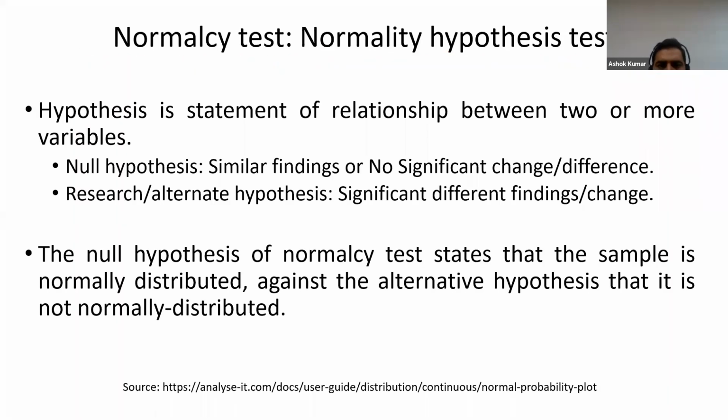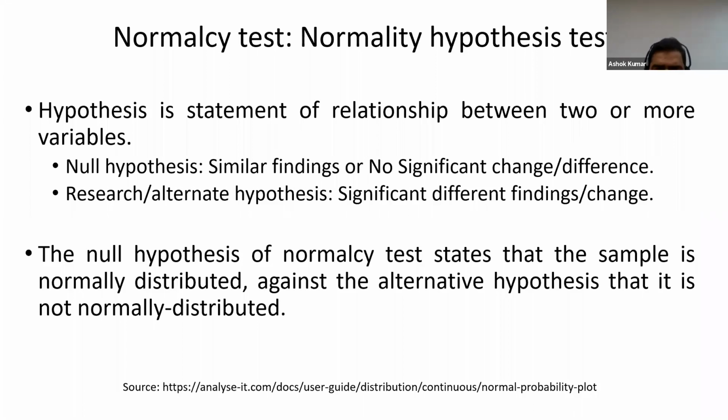So before going to a parametric or non-parametric test, we have to discuss the normalcy check of quantitative data in SPSS. Before this, we need some knowledge about hypothesis. I will give a demo of how to check normalcy in SPSS. As we know, the general hypothesis is a statement of the relationship between 2 or more variables. The null hypothesis states similar findings, or no significant change or difference. And the research or alternate hypothesis states there is a significant difference, finding or change.